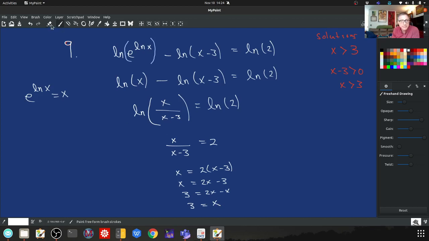Oh, sorry. That's supposed to be 6, because I forgot to distribute, didn't I? Here at the very end. So 6 is equal to x, and x has to be greater than 3, so my solution is just this. This is my solution. So this does have a solution, and the solution is 6.